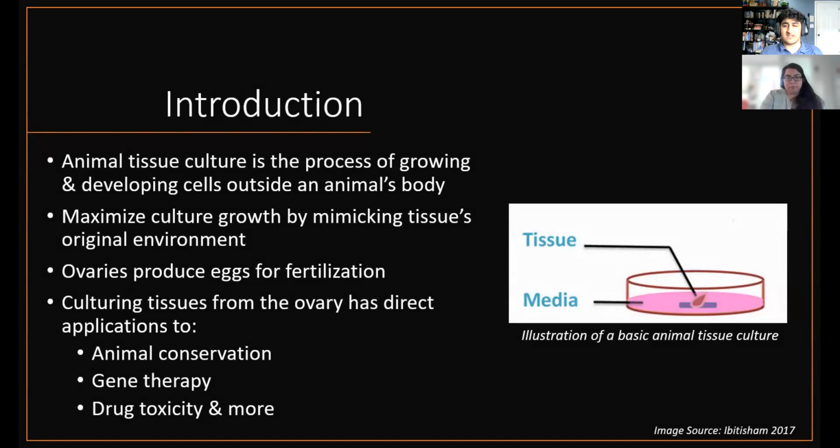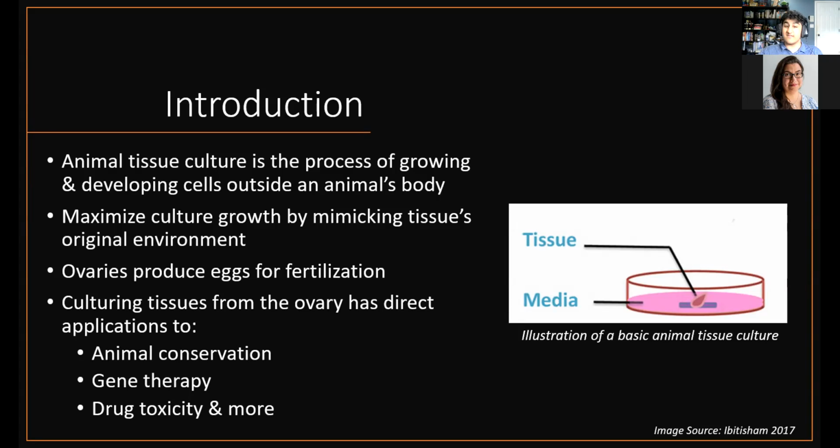So what exactly is a culture? Well, culturing animal tissue is a process of growing and developing cells outside of the animal's body. And this means that we can collect tissue from anywhere and then culture them and grow them in the lab. And depending on what tissues you culture, you can impact a variety of fields. So to maximize this growth, we want to mimic the tissue's original environment, because that's where their original home is, and that's where they're happy and grow best.